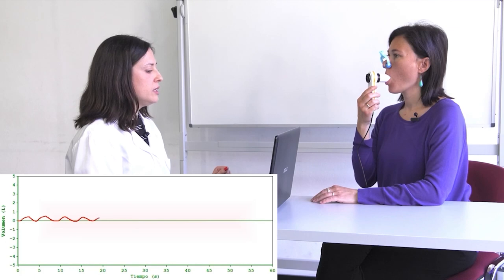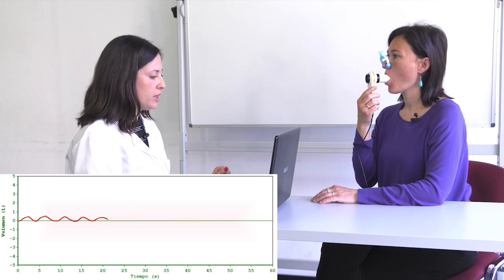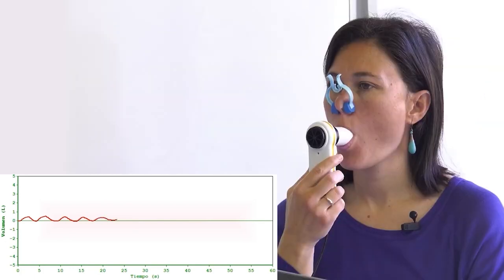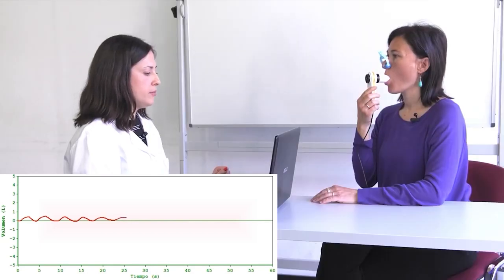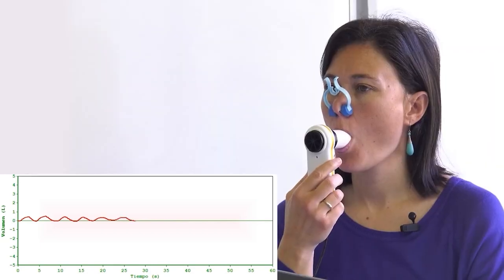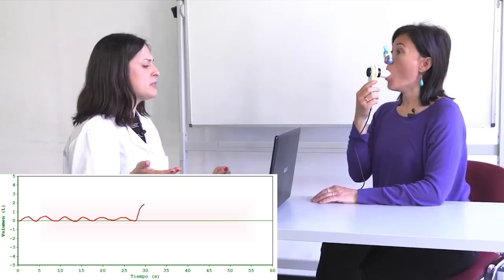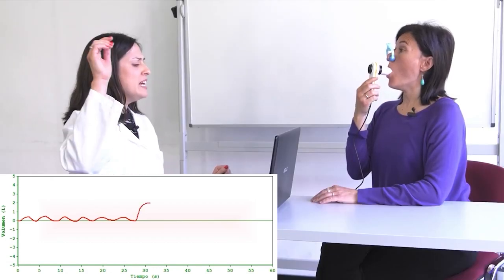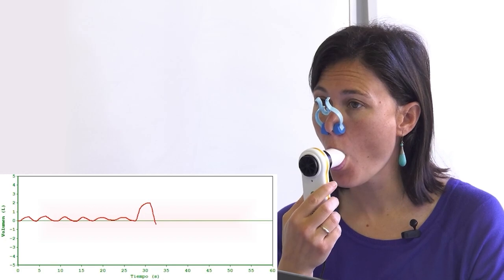In the next cycle, you are going to inhale all the air you can. Come on. Take a deep breath, as much as you can. More. Okay, and now breathe out. More. Empty your lungs. Well done.